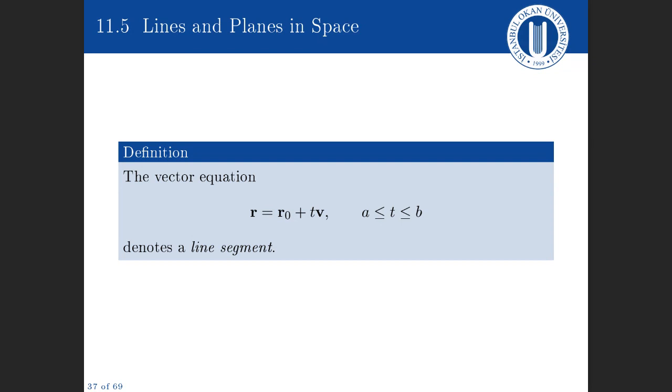Now, previously, we let t be any number between -infinity and infinity. Let's suppose we don't want to do that. Let's suppose we don't want a line which goes to infinity in each direction. Let's suppose we just want a part of a line or a line segment. Then we can restrict t to be between two numbers.